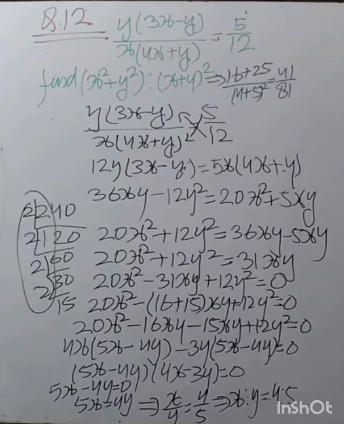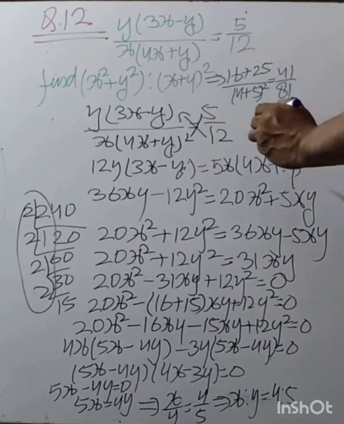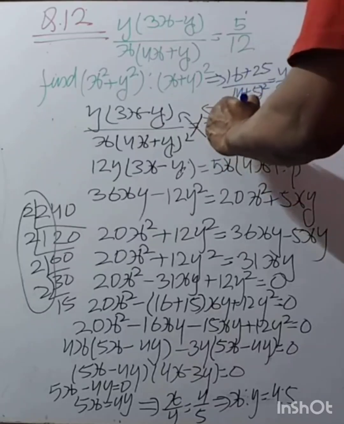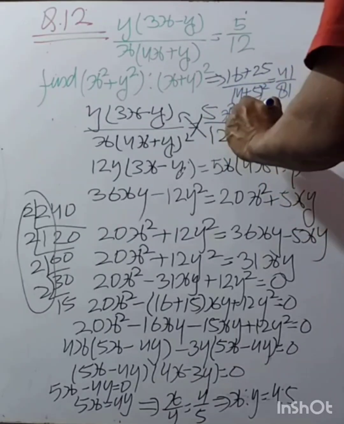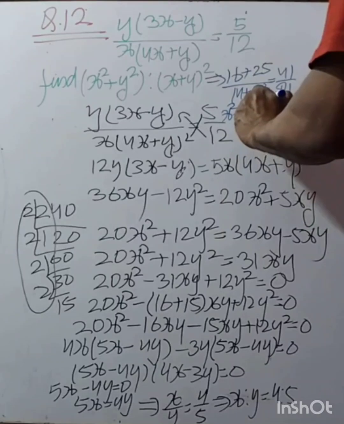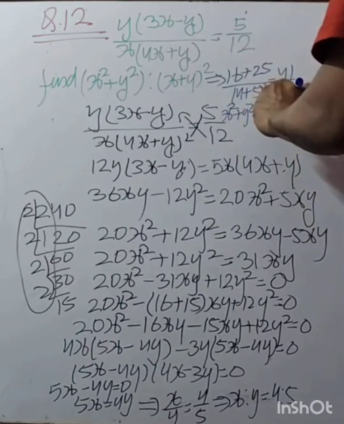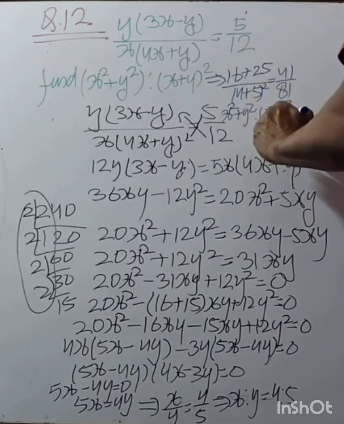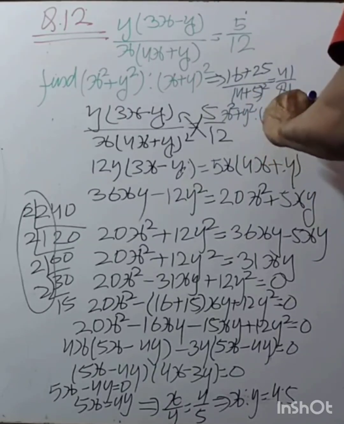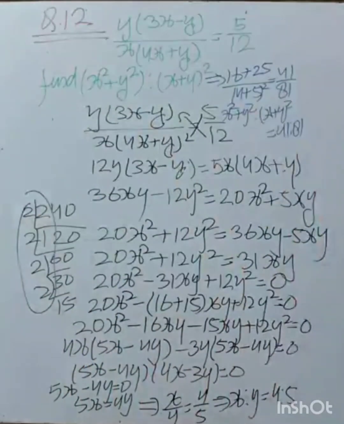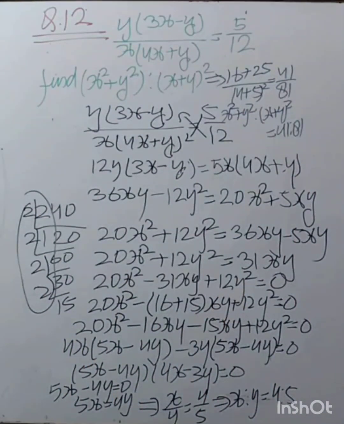41 ratio 81. So that is the same. So one is done for us: x square plus y square ratio x plus y whole square is equal to 41 ratio 81. This is the first part. Yes. Now you've done this. Yes. Okay.